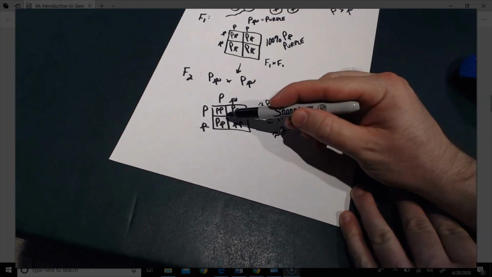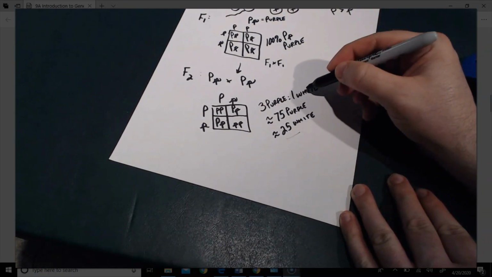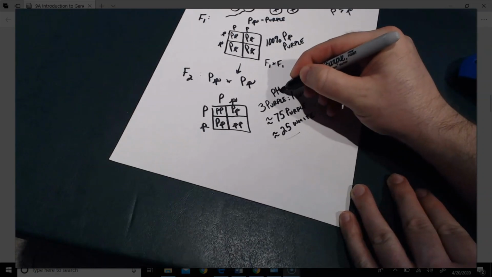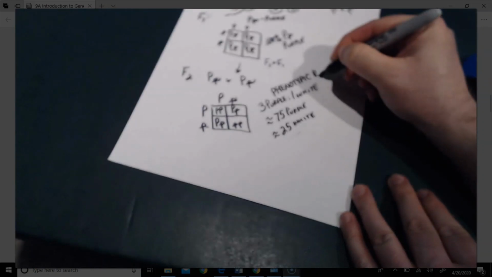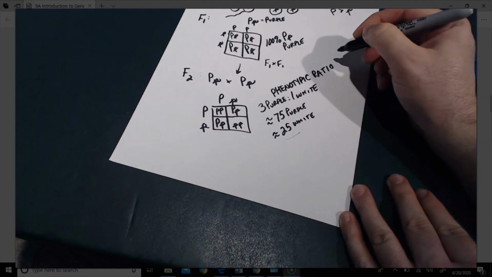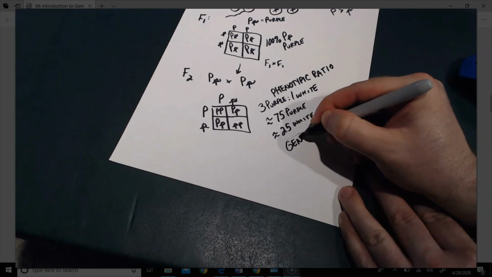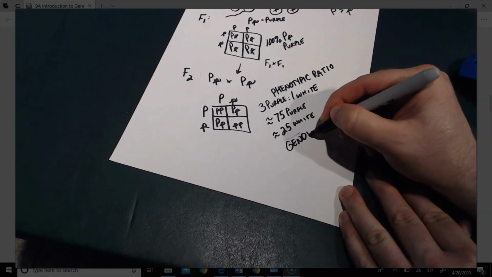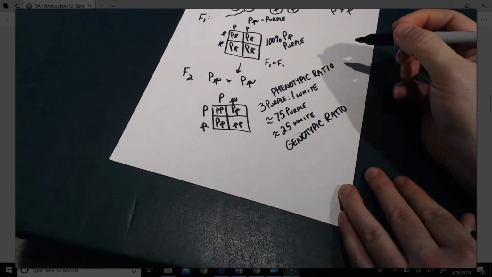In other words, let's think of what these plants look like. 1, 2, 3 were purple and 1 was white. Now we can actually say that is our phenotypic ratio. Our genotypic ratio then, let's take a look for that one. Genotypic ratio. Well, let's see.